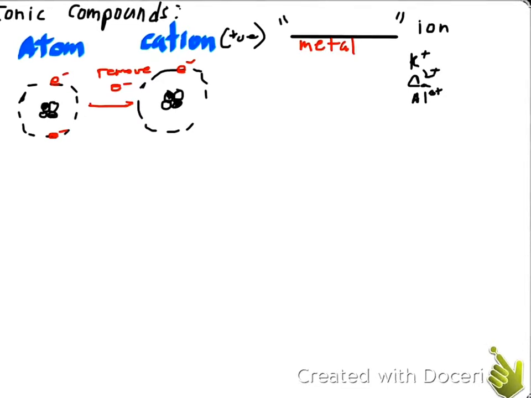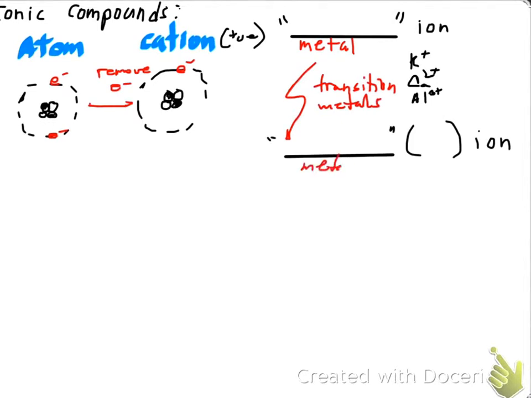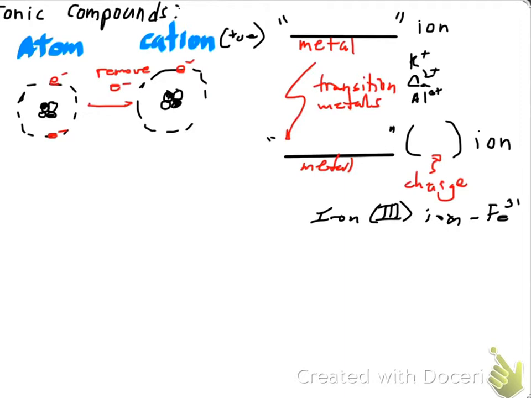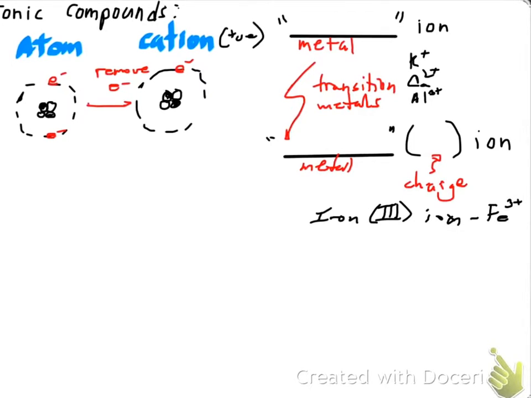So for a lot of metals, very simple. For certain metals called transition metals, remember that blue region we showed earlier, it would be almost the same thing, except it would be the name of the metal, and then in parentheses a Roman numeral with the charge, and then ion. So in the case of iron, Fe3+, it would be iron(III) ion.